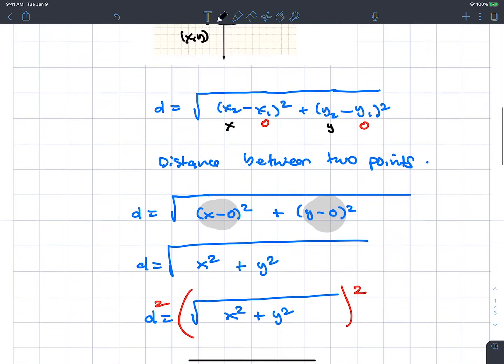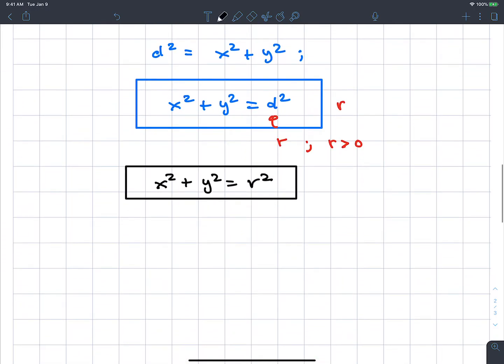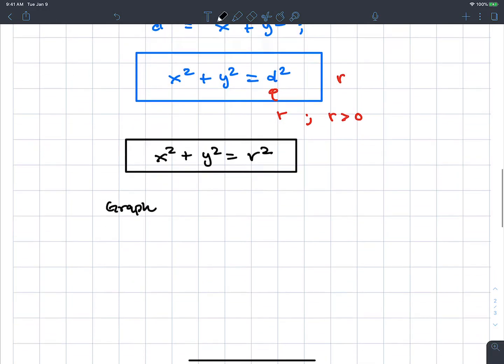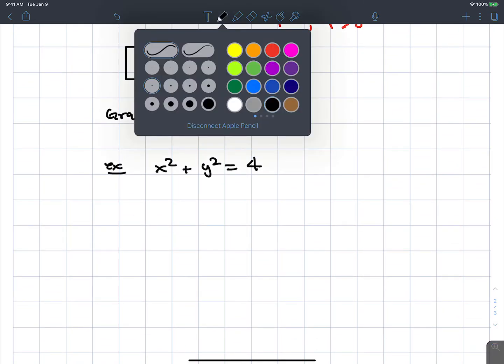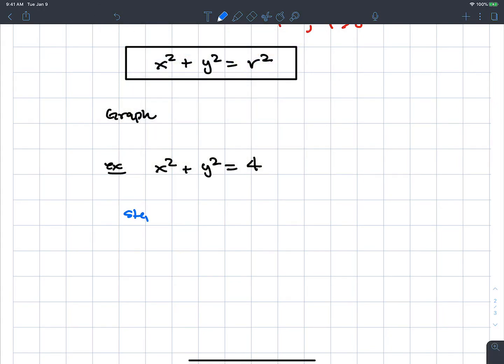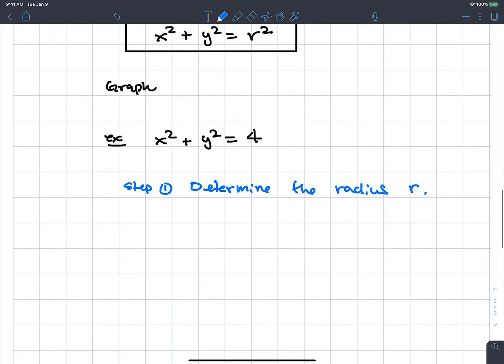So that's kind of the derivation of where this comes from. And so we're going to start to graph some of these things. So here's your equation. This is what you want to know. They're going to give you an example. And they're going to say, graph the following: x squared plus y squared equals 4. And what you want to do here is the following. I'm going to say step 1: determine the radius. It's called r. Determine your radius r.